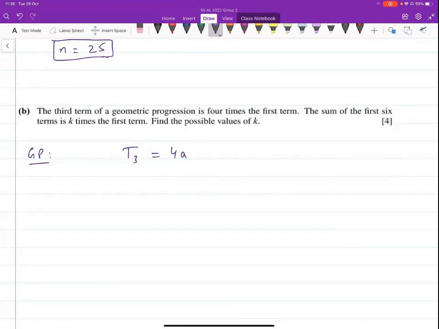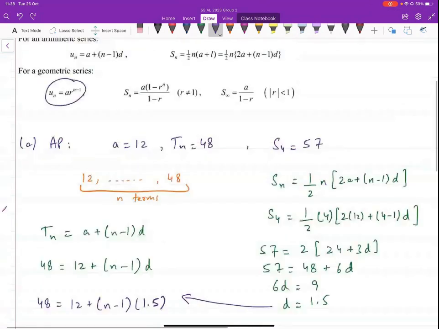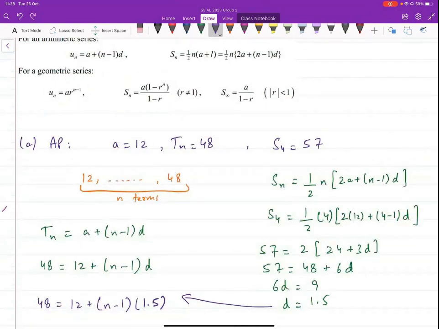The second thing that we're told is the sum of the first 6 terms is K times the first term. What that means is S6 is equal to K times A. ये दो pieces of information हमें पता है, ठीक है? Using this, we have to find the possible values of A. So what do we do now? We have the geometric series formulas. We have a term formula for that, and we have a sum formula for that. We're just going to use them.